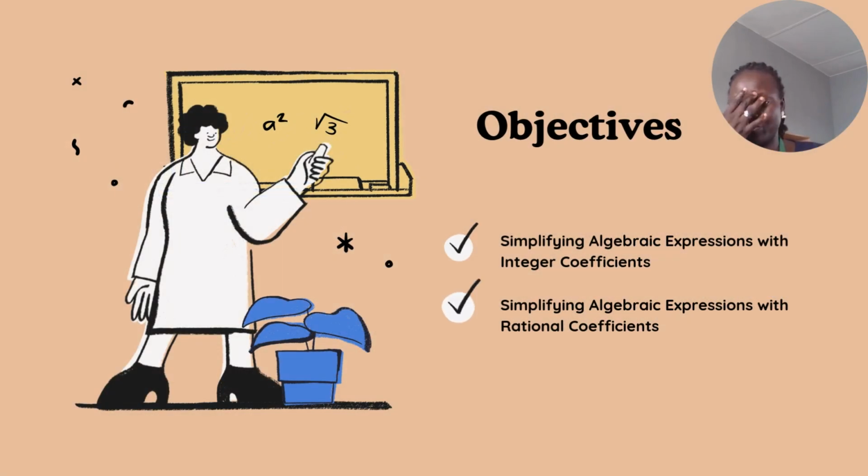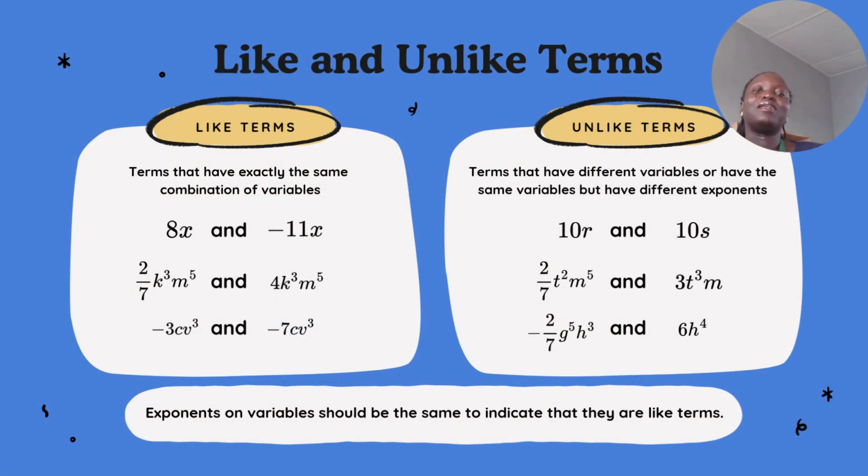Our topic for this week is algebraic expression. What I expect from you is to know how to simplify algebraic expressions with integer coefficients, and also to simplify algebraic expressions with rational coefficients. Now, we have like and unlike terms.